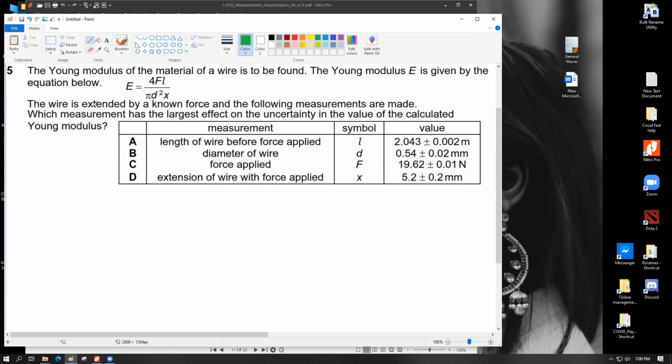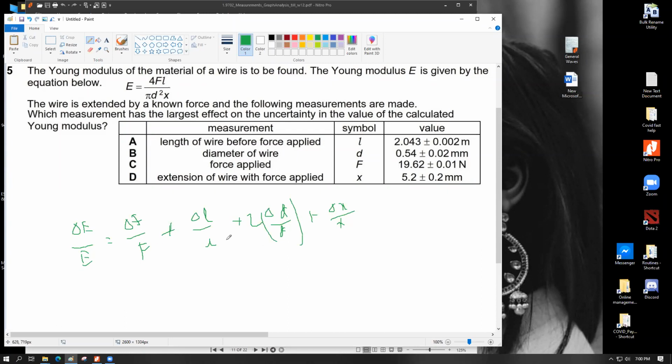So if I just try to write the equation for fractional uncertainty, how is it going to look like? Delta E by E equals কি আসবে? Delta F by F plus delta L by L plus twice delta D by D plus delta X by X. এরকম আসবে না?